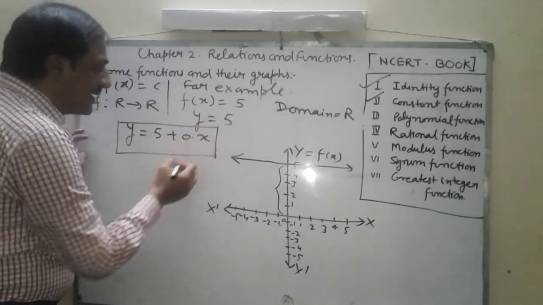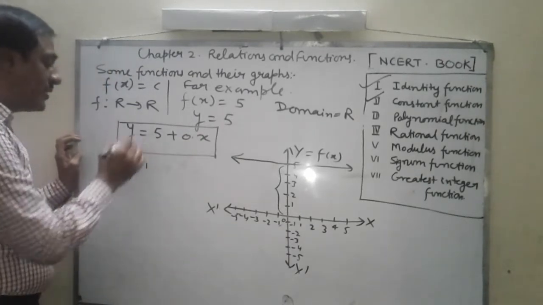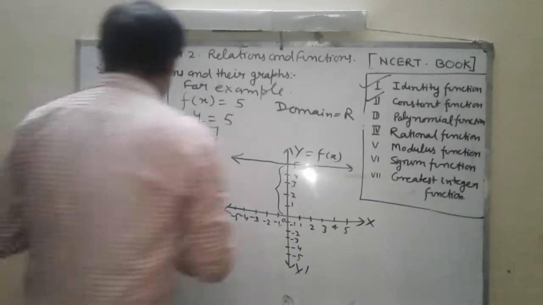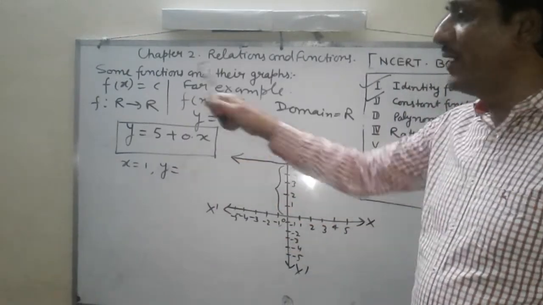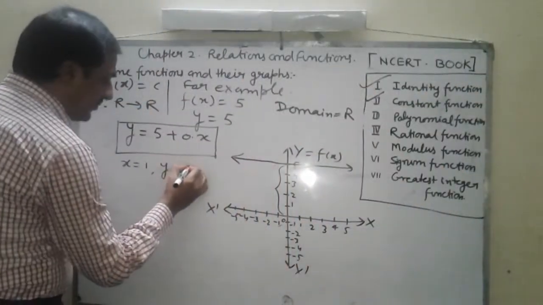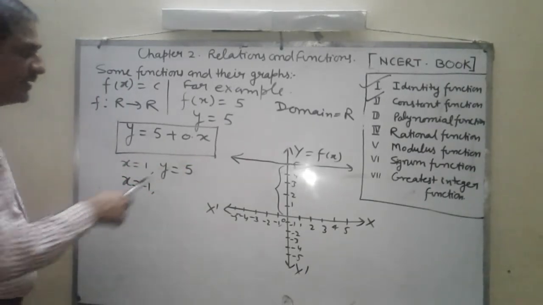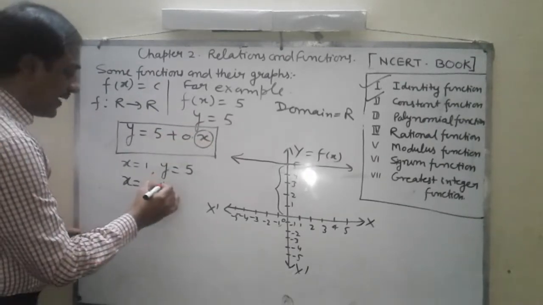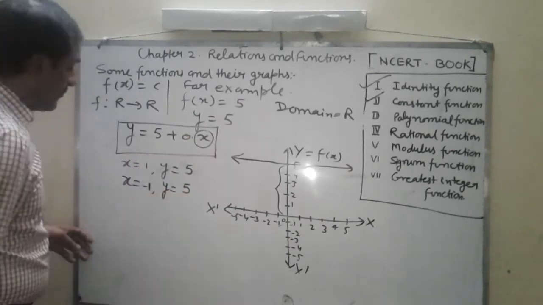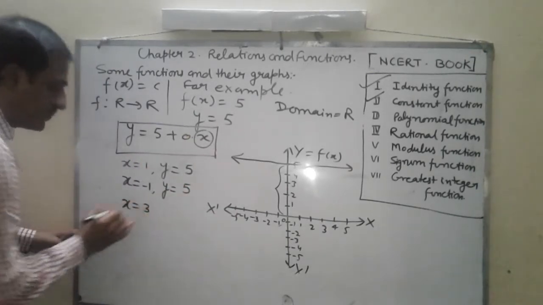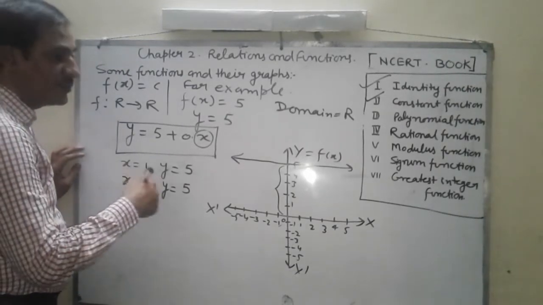If we take some values of x, suppose x equal to 1, what will be the value of y? Here 1 is a real number. The value of y is equal to 5. If x equal to minus 1, what should be the value of y? Y is equal to 5 plus 0 into minus 1, it will become 5. If x equal to 3, what should be the value of y?